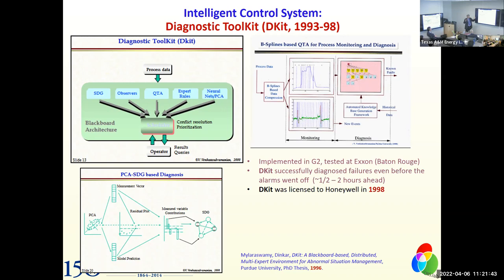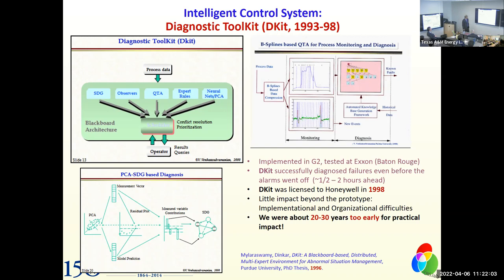And so, since it did so well, everyone got excited. And so Honeywell licensed DKIT from Purdue in 1998. This was the first program licensed by a control company to develop AI-based control system. And so why haven't we heard about DKIT after that? Well, it turned out it's one thing to do all these things as a research prototype, but to then scale and apply it and widely deploy it everywhere, that is where the implementation and organizational problems come in.